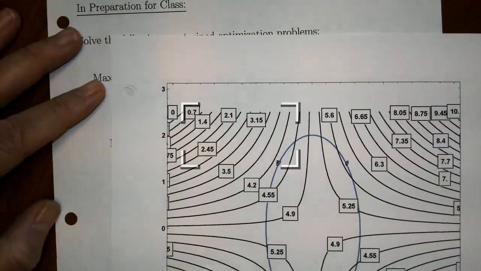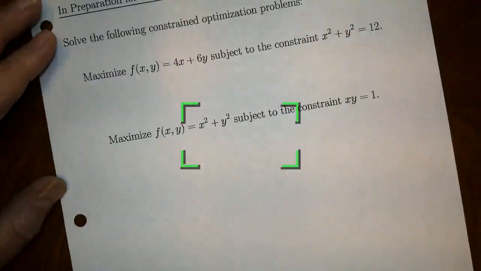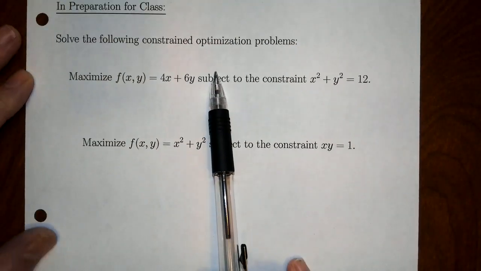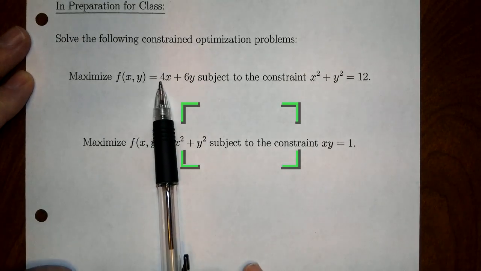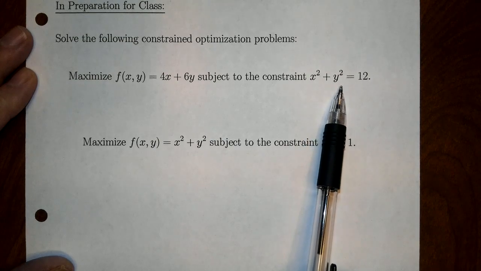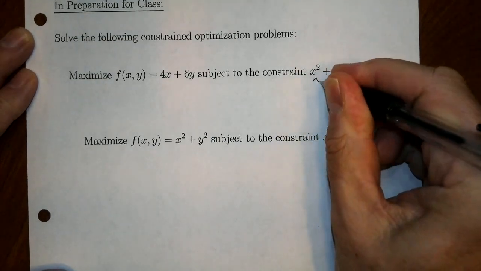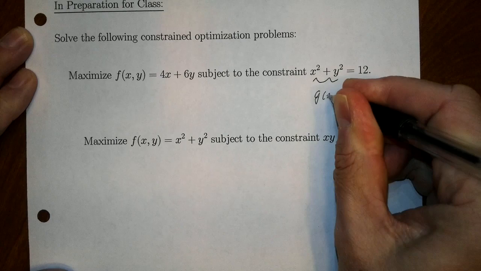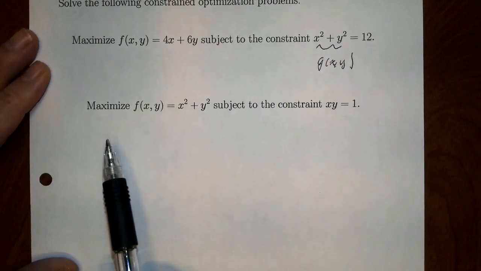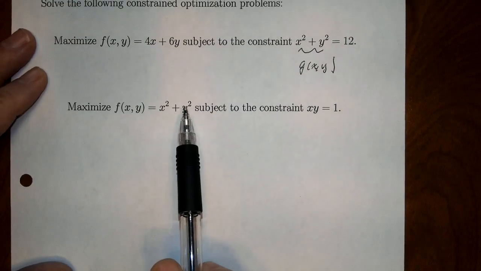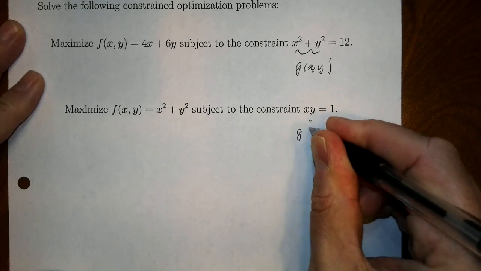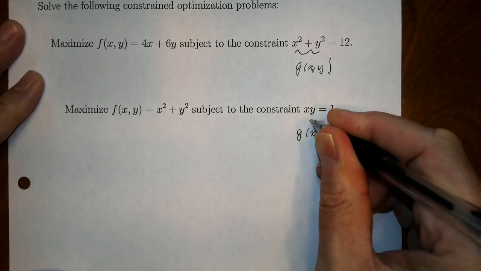So in preparation for class, please consider the following problems. Solve the following constraint optimization problems. Maximize f of x, y equals 4x plus 6y subject to the constraint x squared plus y squared equals 12. So in this case, g of x, y would be x squared plus y squared. Maximize the function x squared plus y squared subject to the constraint xy equals 1. So in this case, g of x, y would be xy.